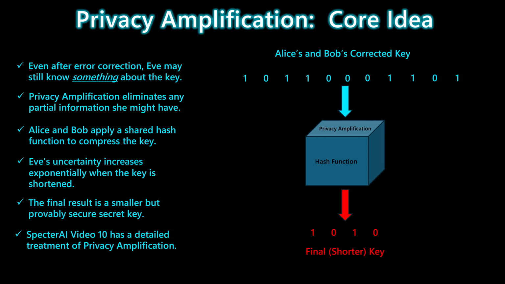But the crucial part is what happens to Eve. Any partial knowledge she had becomes practically useless. Her uncertainty grows exponentially as the key shrinks. The end result is a smaller but provably secure shared key that Eve has essentially zero information about. And if you want a deeper dive into how privacy amplification works under the hood, we covered that in detail back in Video 10. Let's zoom out and look at the full picture of what we've built.